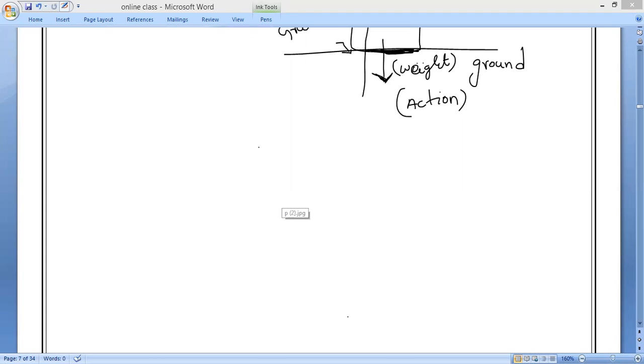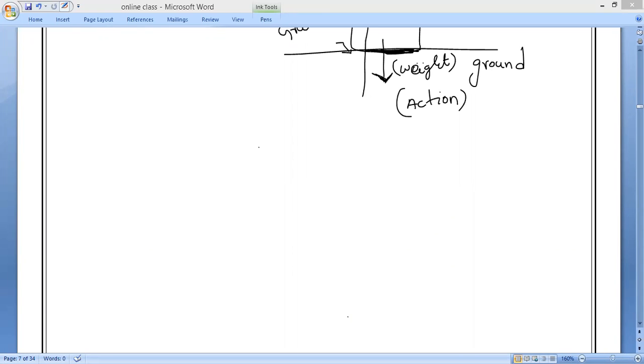For example, when a rubber ball is struck against a wall, what will happen, guys? The ball bounces back due to the reaction of whom? Suppose I have hit the ball against the wall. After hitting the wall, it comes back, bouncing back because of whose reaction? Reaction of the wall. Very good, Gokul. Reaction of the wall.